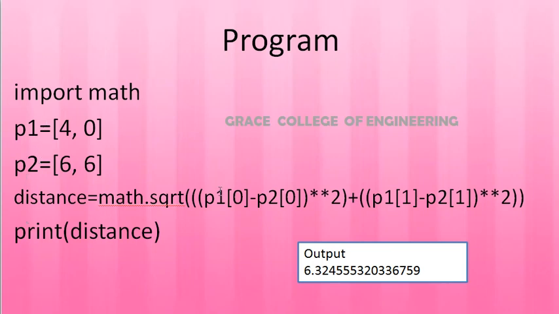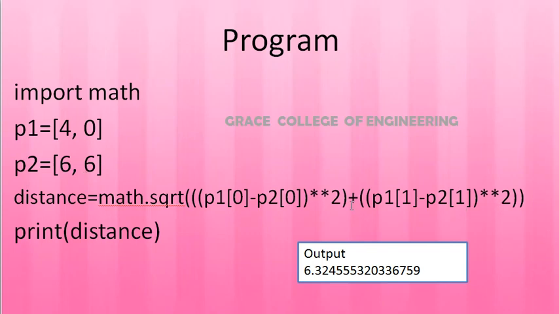The values are applied in the formula math dot square root of P1 of 1, that is by using the index value. Then only we can call the particular data. So P2 of 0, that value is 6, will be applied here and double star 2 plus P1 of 1, the second position, that is 0. The index value always starts from 0. Then minus P2 of 1, it is 6. It will be applied here and double star 2.